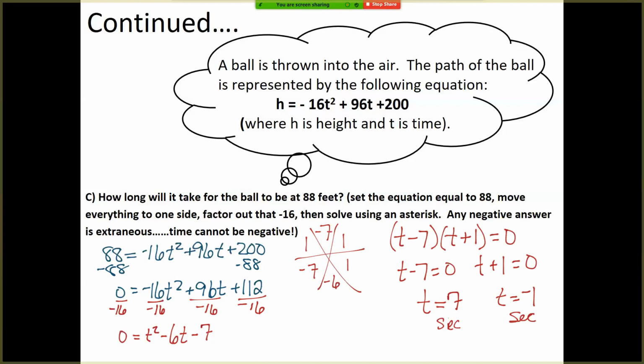If t represents my time in seconds, is it possible for you to have a time of 7 seconds? Yeah. It's not possible, however, to have a time of -1 second. So that answer is what we call extraneous. We didn't do anything mathematically wrong. It just doesn't make sense in context of the problem to say it took -1 second for the ball to reach 88 feet.